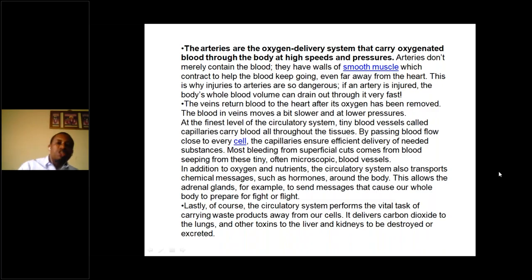The arteries are the oxygen delivery system that carry the oxygenated blood. There is what we call the oxygenated blood, and there's what we call the deoxygenated blood. The oxygenated blood is the blood that has oxygen in it. So it is carried through the artery at high speed and pressure. They don't only contain the blood, they also have smooth muscle which contracts to keep the blood going. So at the heart pump, the arteries contract to keep the blood flowing. Do you get it? So they also add their own pressure to support the pressure from the heart.